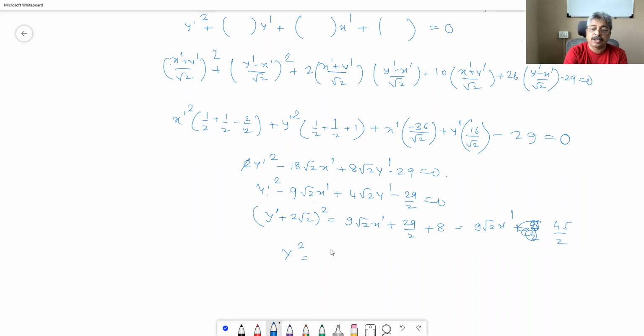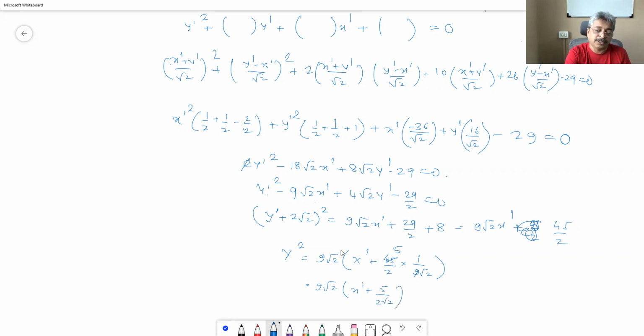Okay, and then you take out 9 root 2 common inside bracket: x dash plus 45 upon 2 into 1 upon 9 root 2. Now 45. Okay. So 9 root 2 into x dash plus 5 upon 2 root 2.